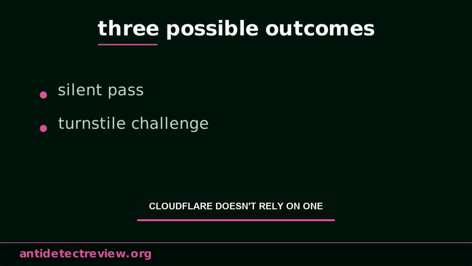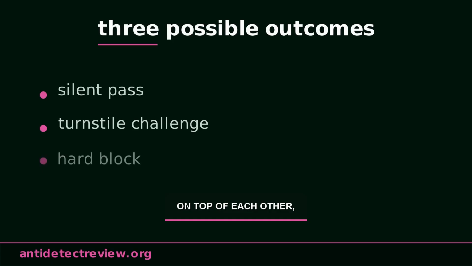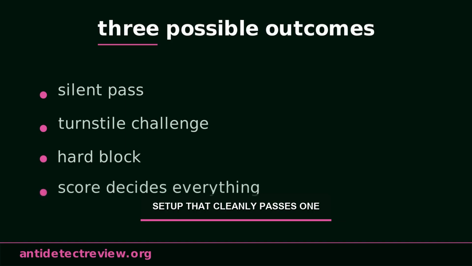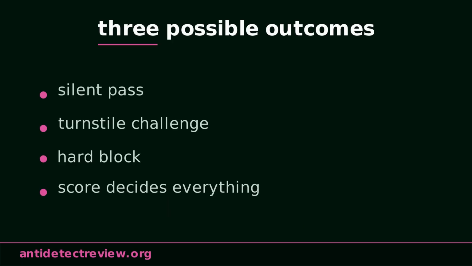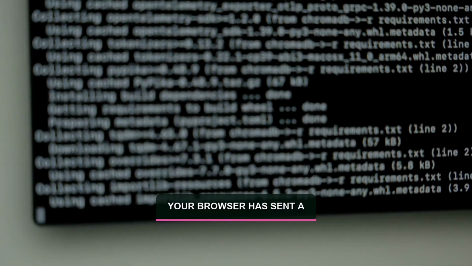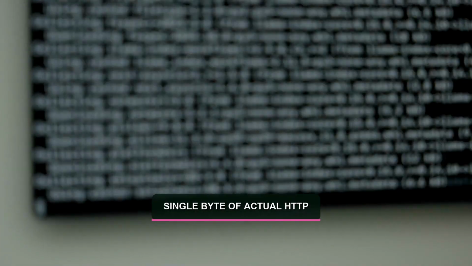Cloudflare doesn't rely on one check to make that call. It stacks several independent layers on top of each other, and each layer is built to catch a completely different kind of tell. So a setup that cleanly passes one layer can still get caught cold by the next one down the stack. The first layer happens before your browser has sent a single byte of actual HTTP traffic.